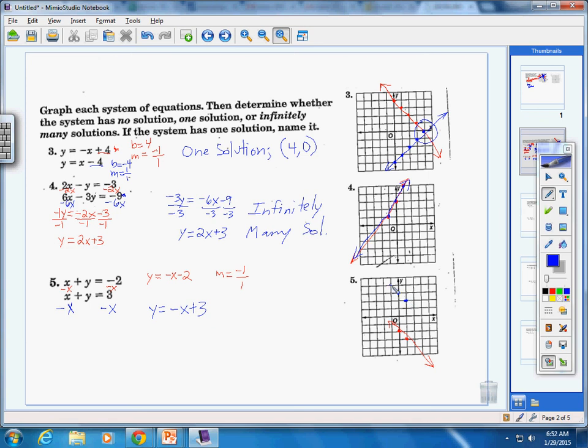Hey, guess what? Not only do those lines look like they're parallel, but they are, because if you look at the two lines, they have the same slope. So those lines are parallel. How many solutions do we have? Anytime you have parallel lines, you have no solutions.